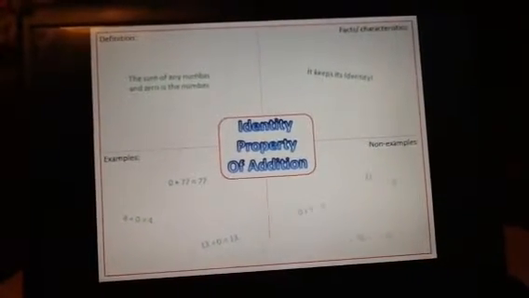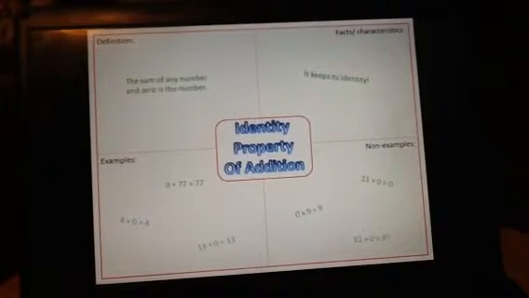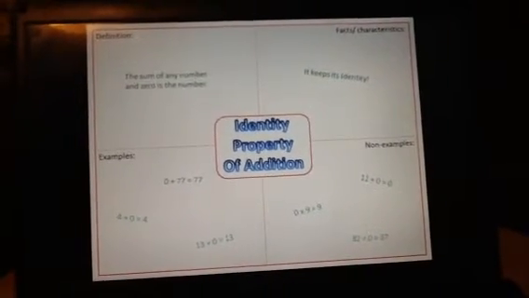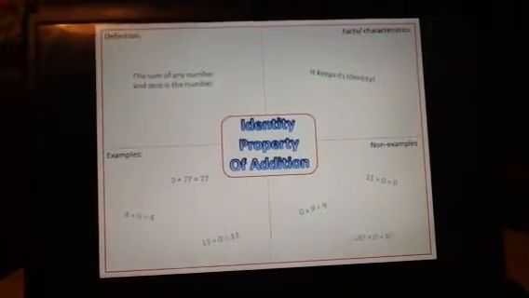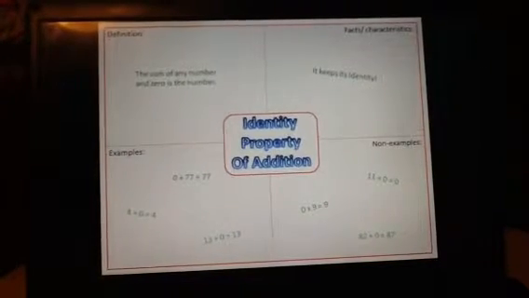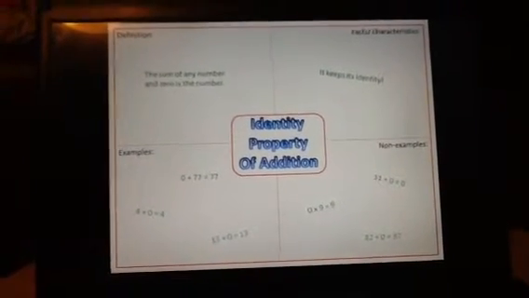Here are a few examples that are not the identity property of addition, and they are like 11 plus 0 equals 0, 0 times 9 equals 0, and 82 plus 0 equals 87.